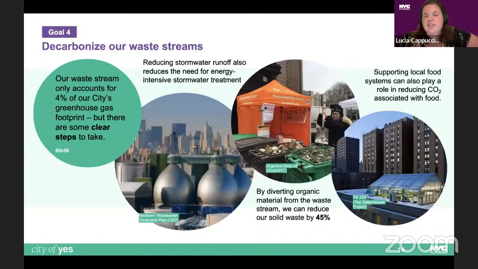Finally, our last goal relates to reducing our city's stormwater and solid waste and helping eliminate the carbon emissions associated with both of those waste streams. So first, we can reduce stormwater runoff by promoting greater permeability on site. This means less water flowing to energy intensive treatment plants. Second, we can reduce the energy associated with hauling and processing garbage by reducing the amount. Up to 45% of our waste stream is organic matter that doesn't need to go to landfill and can be reused within the city. And third, we can reduce the carbon emissions associated with our food by promoting more local food production on our city's rooftops.